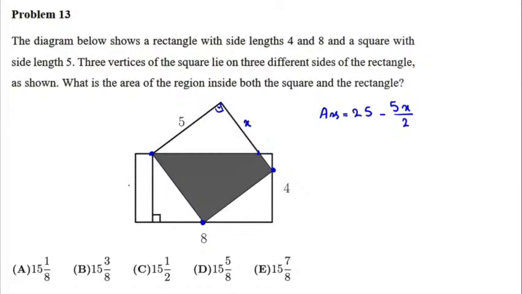Here I use similar triangles. We know it is 4, and this length is 5. So let's consider it is y. If we use the Pythagorean theorem, y squared plus 4 squared equals 5 squared. So y equals 3. If you simplify, y equals 3. 3, 4, 5 is a famous Pythagorean triple.